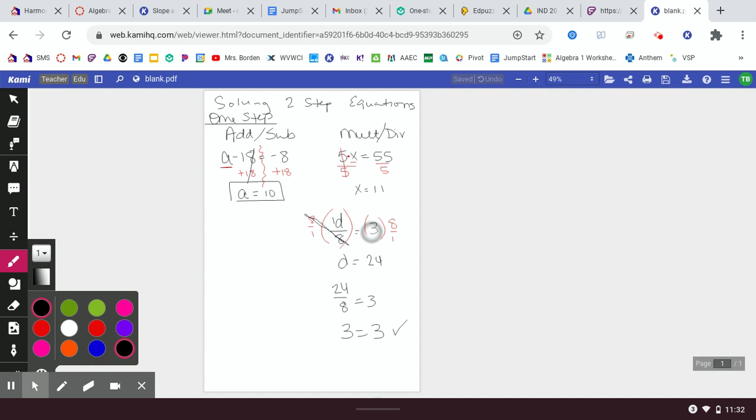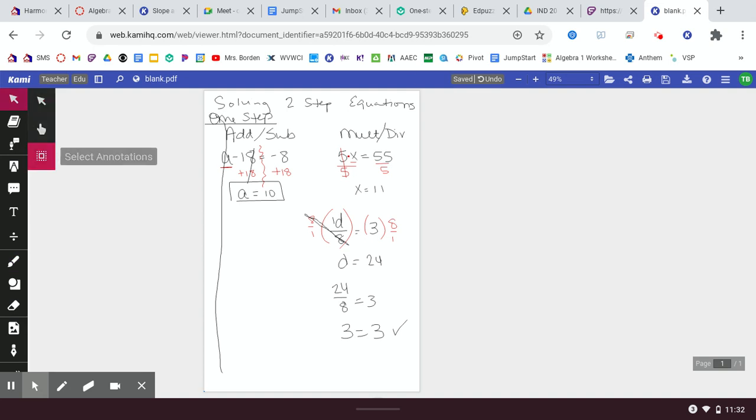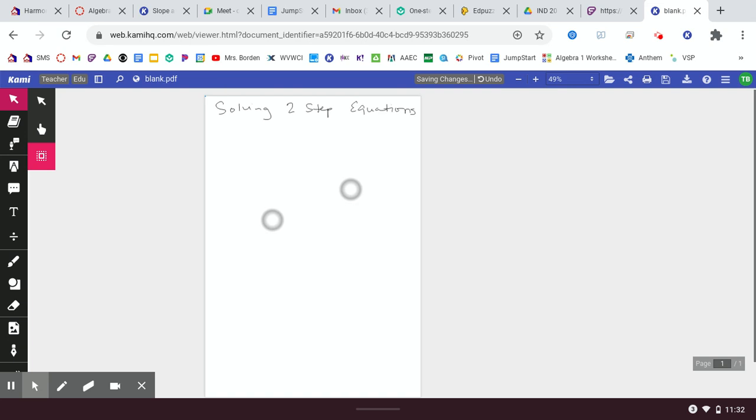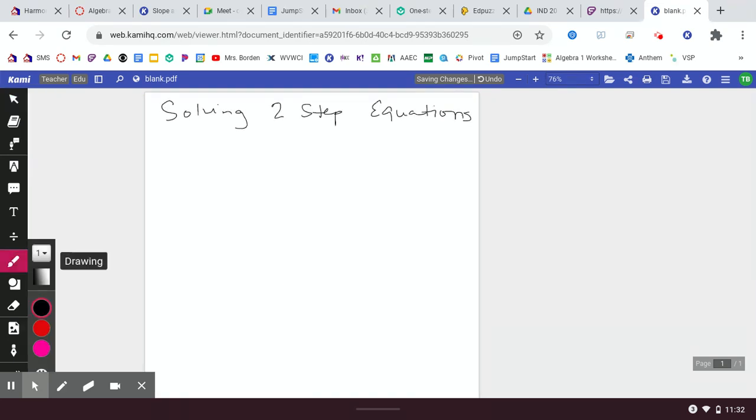So now let's move on to two-step equations. So I'm going to get rid of this. And now we're going to actually go into solving two-step equations.